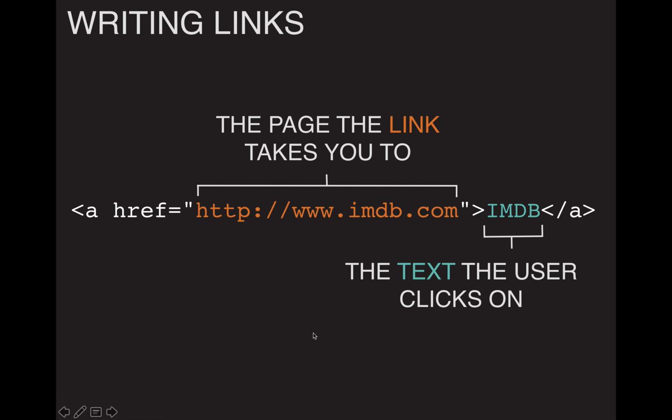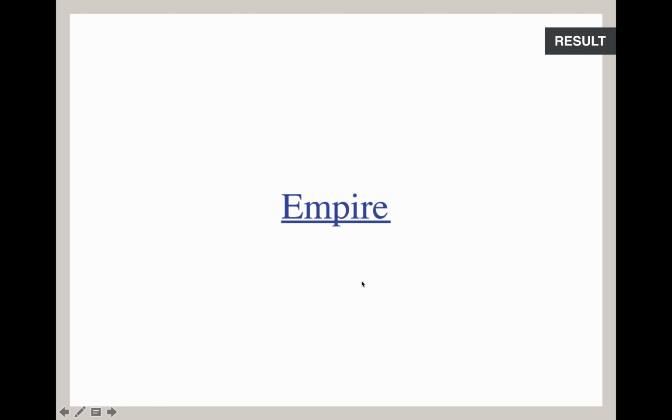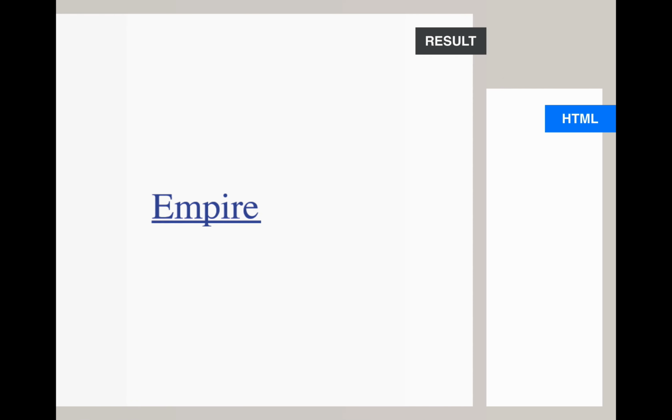Okay, last time we talked about links. So just a refresher that this is what a link looks like. We've got our A tag, hyperlink reference, the link that the page takes you to, and then the text the user clicks on. It would look something like this in Dreamweaver and then give you a visible result that looks something like this, kind of Craigslist-y.